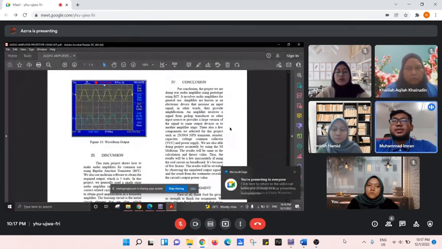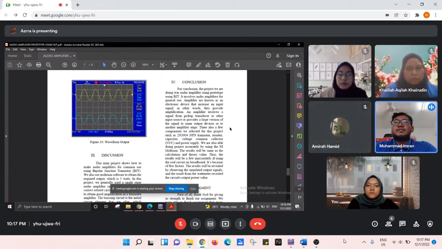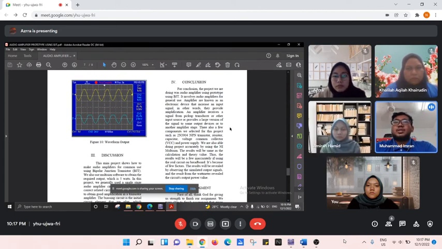I will explain the conclusion. For the conclusion, the project we are doing was an audio amplifier using a prototype BJT. It involved an audio amplifier for general use. Amplifiers are known as electronic devices that increase an input signal. An amplifier receives a signal from a pickup transducer or other input source and provides a larger version of the signal to some output device or to another amplifier stage.